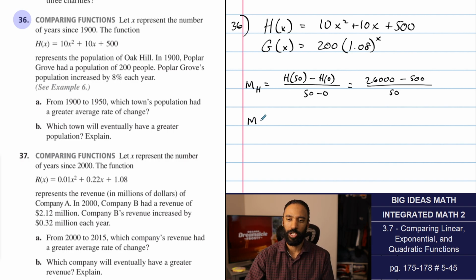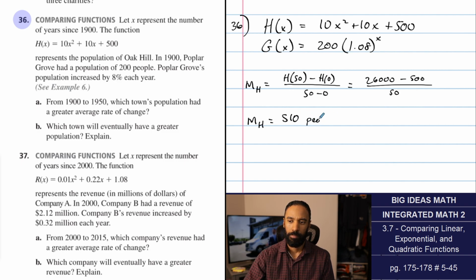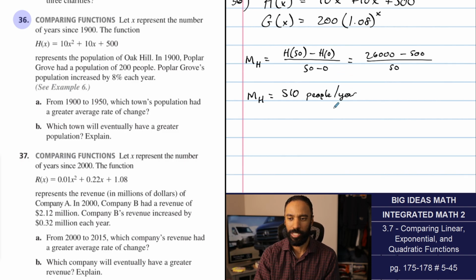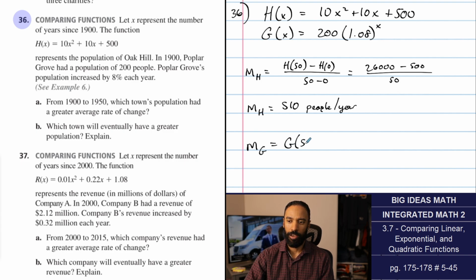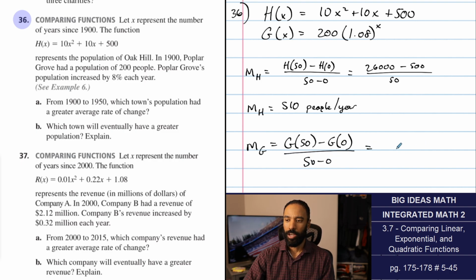So average rate of change for Oak Hill is 510 people per year on average from 1910 to 1950. Now, for Poplar Grove, we're going to do G of 50 minus G of 0 over, again, 50 minus 0. Now, I know G of 0 is 200. That was the initial population.